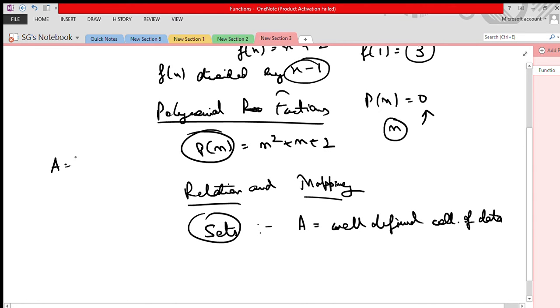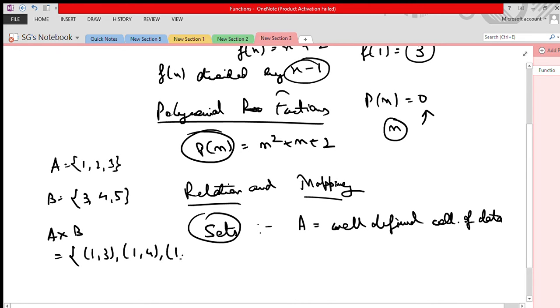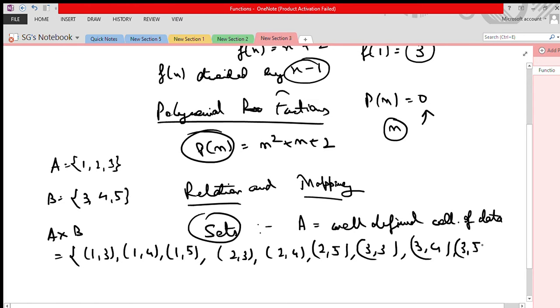We have elements of A. Suppose we have 1, 2 and 3 as elements of A, and elements of B as 3, 4, 5, let's say. Then we have something called the Cartesian product of these two sets, where we find the ordered pairs of each of the elements. So we do it like this. 1 and 3 becomes an ordered pair, 1 and 4 becomes an ordered pair, and 1 and 5 becomes an ordered pair. Then we have 2, 3, we have 2, 4, we have 2, 5, we have 3, 3, 3, 4, and 3, 5. So these are the elements of the Cartesian product of these two sets. They are called the ordered pair elements.